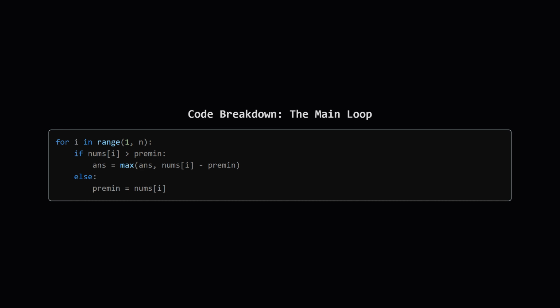And what if the answer is no? If the current number is not greater than our premin? Well, that means we've just found a new, even smaller number. So we update premin to this new value. This new, smaller premin will help us find even bigger differences later on in the list.